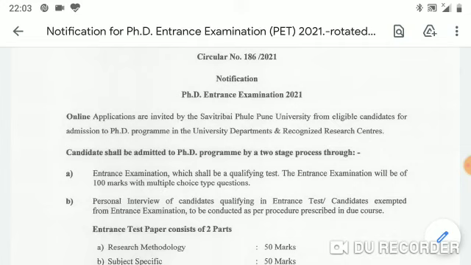Now after clearing the written PET exam, or if you have cleared SET, NET or GATE, both have to deal with the interview section. Now coming to the interview point, this is what we are dealing with. At the time of the interview, what are the do's and don'ts to take care of?